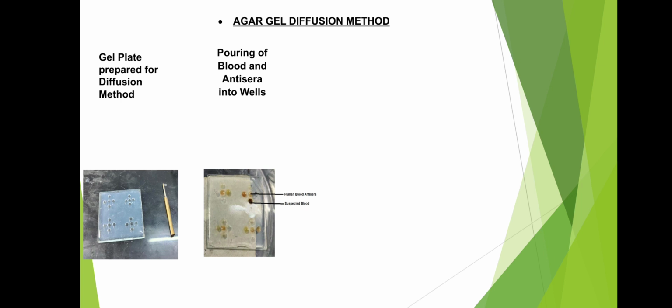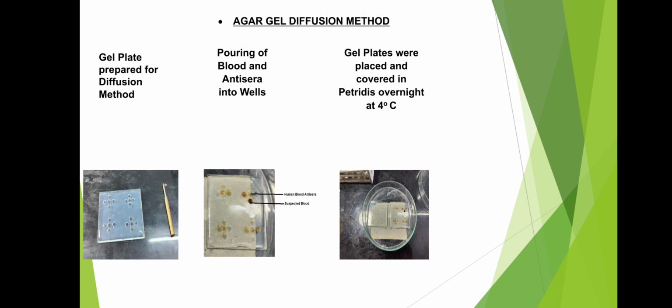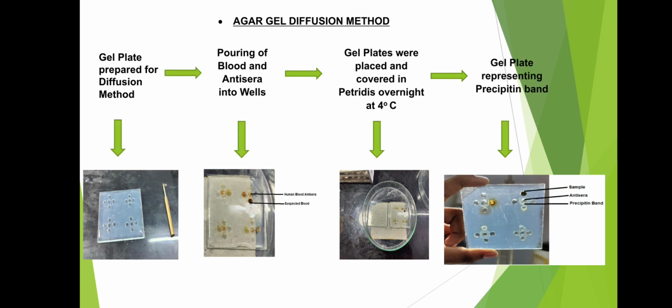For origin identification, we have two methods, that is the agar gel diffusion method and the crossover gel electrophoresis method. Agar gel diffusion method: in this method, a gel plate is prepared for diffusion. Now pouring of blood and antisera into wells. In the central well we pour human blood antisera, and in the outer wells we add suspected blood. Now gel plates were placed and covered in a petri dish overnight. The gel plate represents the precipitin band after 24 hours.